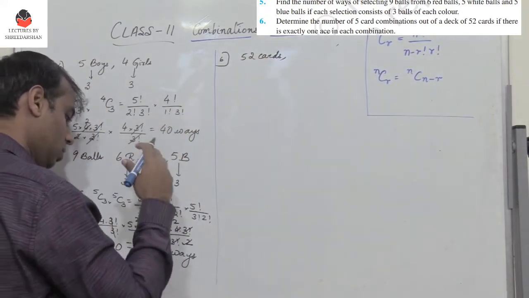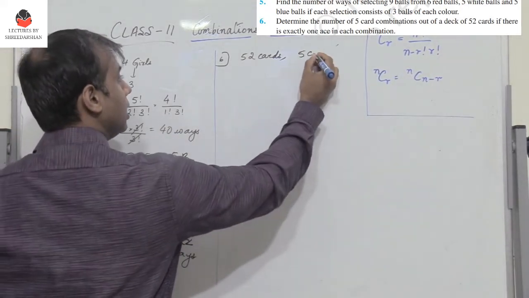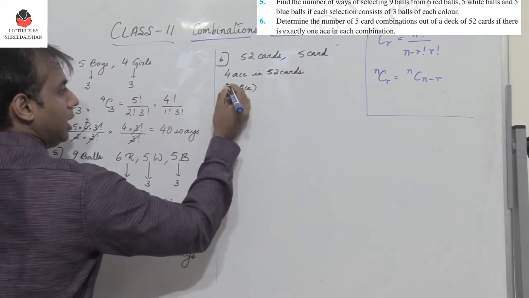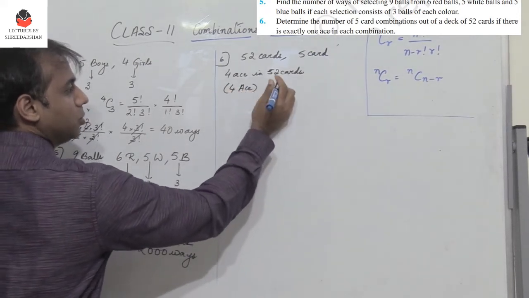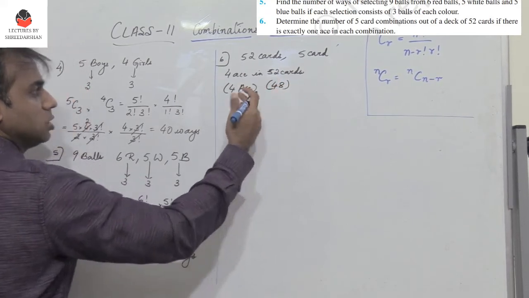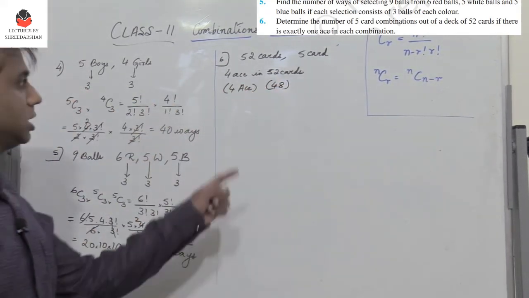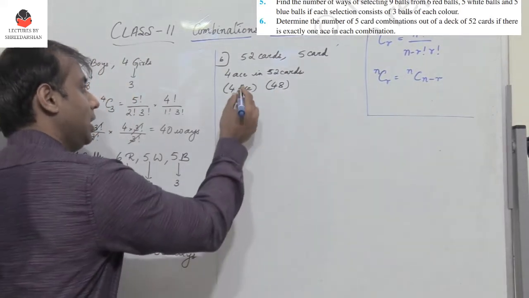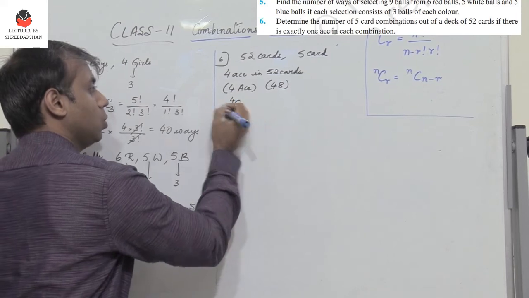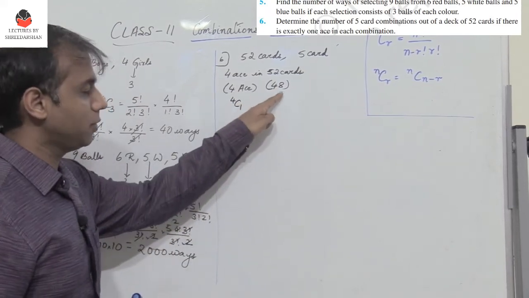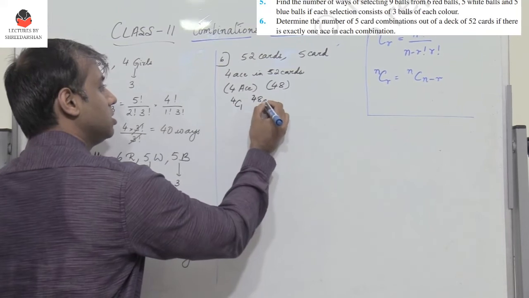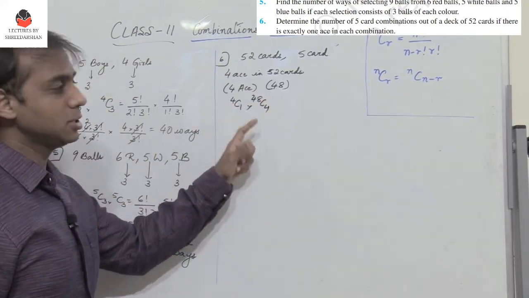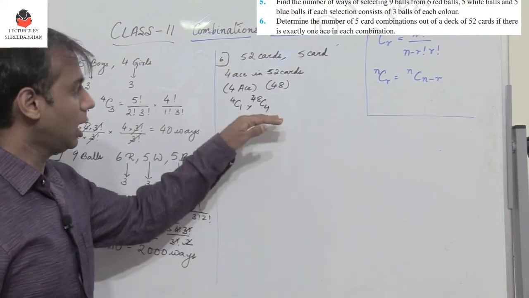And then you need to determine the number of 5 card combinations. So you have 4 aces and the remaining is 52 minus 4, which is 48. So when I select a 5 card combination, I need to have 1 ace and 4 from the remaining 48. So you select 1 from 4, which is 4C1, and here you select 4 from 48, which is 48C4. So here in this 5 card combination, I have 1 ace and the remaining 4 are from the others.